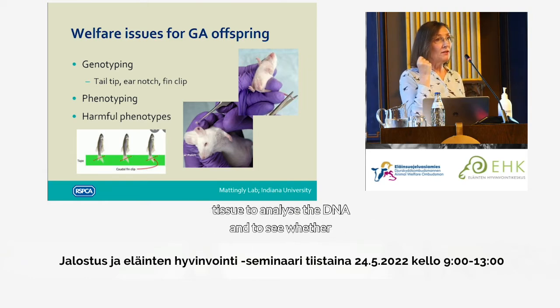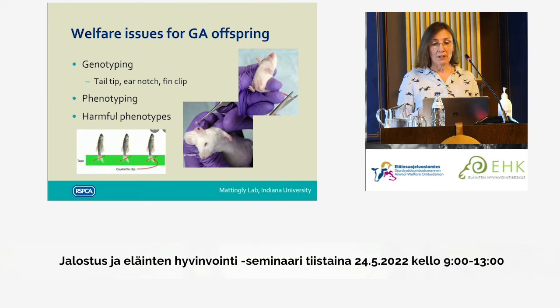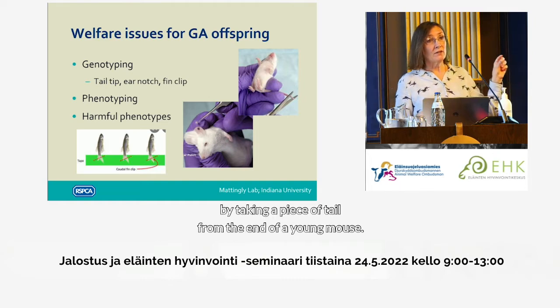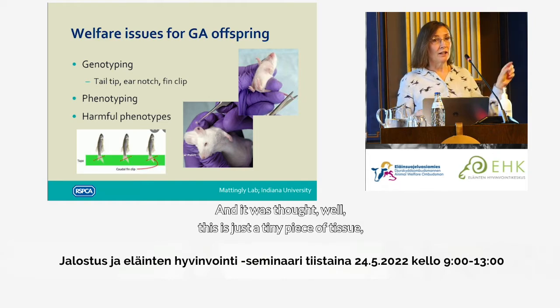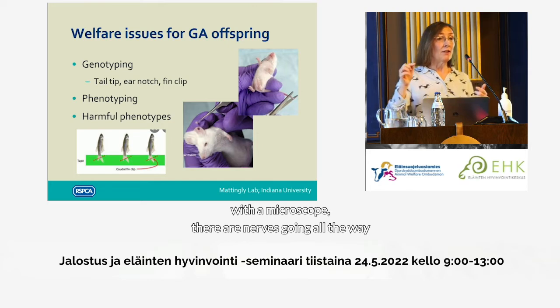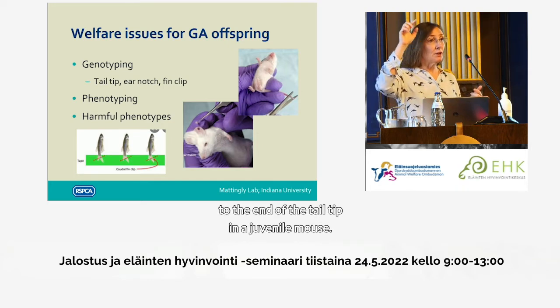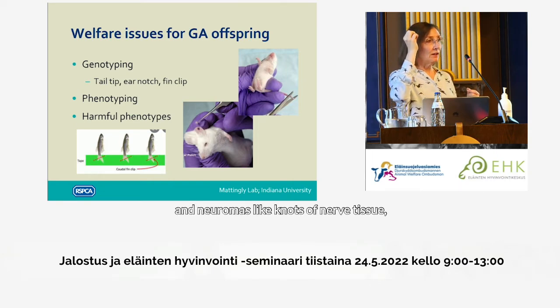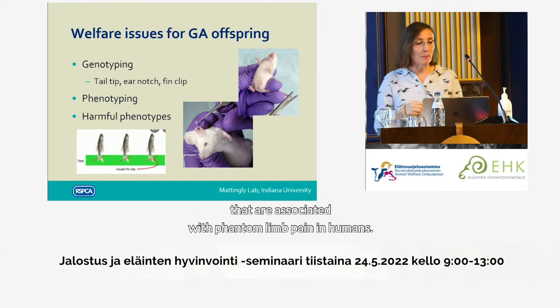So you need to take a piece of tissue to analyse the DNA and to see whether you've got the alterations that you wanted. In the case of mice, this always used to be done by taking a piece of tail from the end of a young mouse, and it was thought, well, this is just a tiny piece of tissue, it won't hurt them. But when somebody actually looked with a microscope, there are nerves going all the way to the end of the tail tip in a juvenile mouse. And the researchers also observed fragments of bone and neuromas, like knots of nerve tissue that are associated with phantom limb pain in humans.